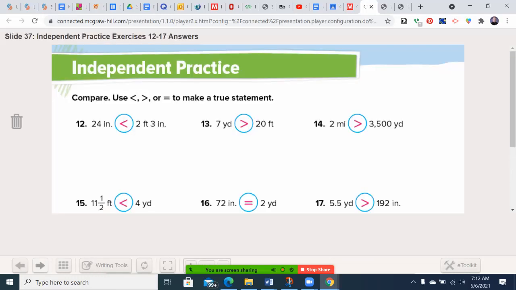Welcome back. If you guessed that because 16 was special, it is, because that's an example of equal. It's 2 yards times 36 inches is 72. But back up here, 2 feet is 24 inches plus 3 is 27. So 24 is less than 27. 7 yards, 7 times 3 is 21, which is greater than 20. And this is going to be 1760 times 2. So 3520 is greater than 3500.